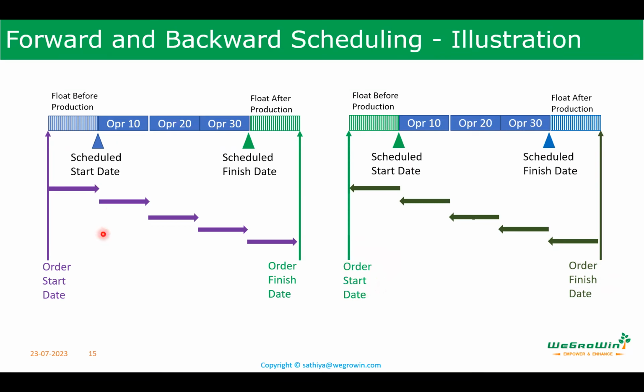Forward means I am on 23rd. Considering these things, I will complete this on 26th. So I am arriving at my finish date. That is forward scheduling. Forward scheduling is I am starting now; when will I complete? Backward is I have a target date. To achieve the target, when should I start?